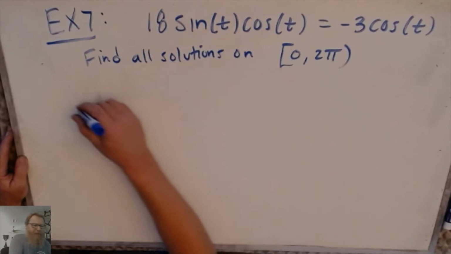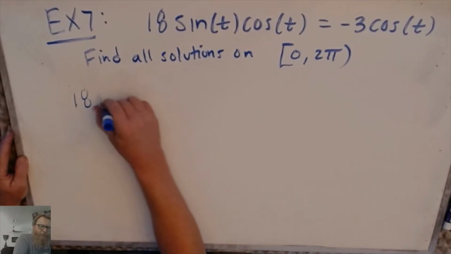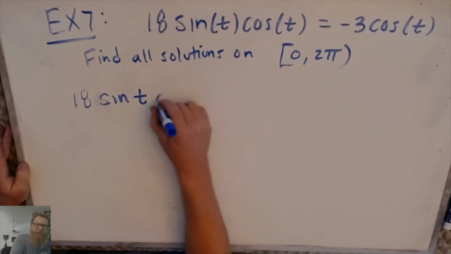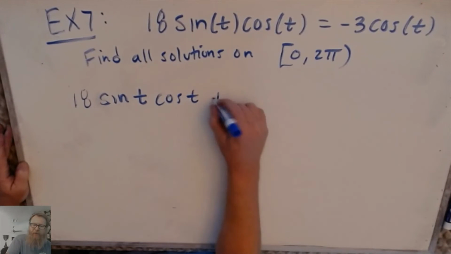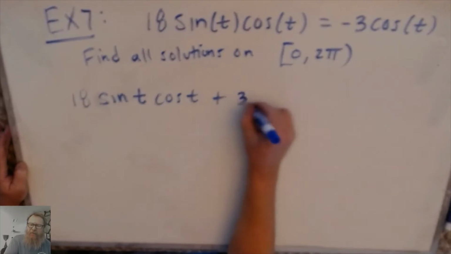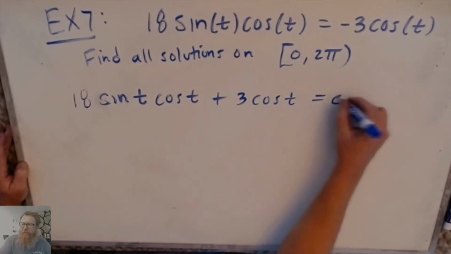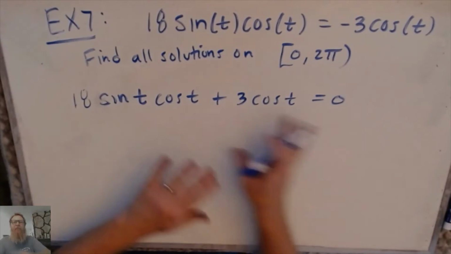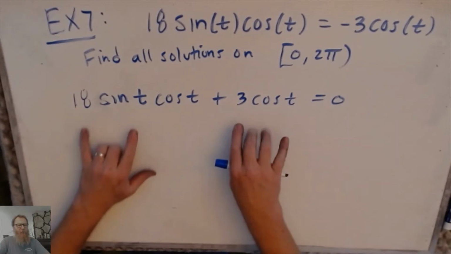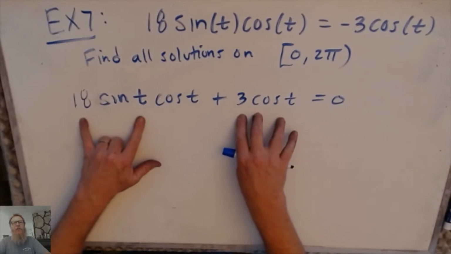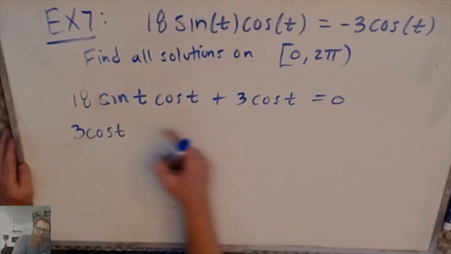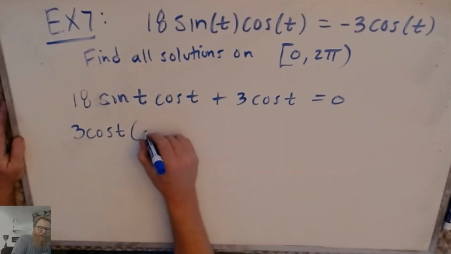We want to set this to 0. I'm going to be lazy and not write the parentheses. That's just extra writing. That's not necessary. I'm going to add the 3 cosine t over to the left-hand side, set it equal to 0, and factor out whatever is possible. Look for the largest common factor that you can find. So that's 3. These are both divisible by 3, and cosine t.